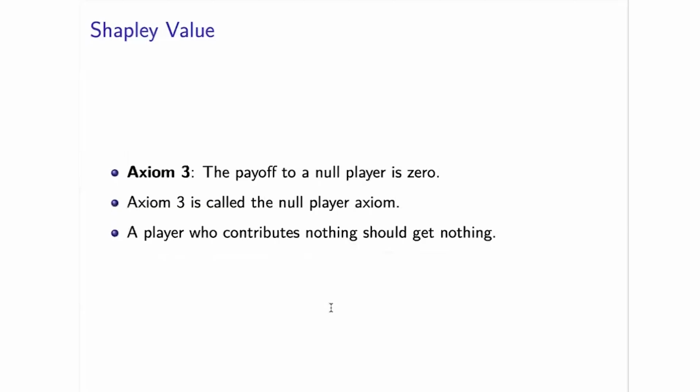Okay, so this is axiom 3, which says that the payoff to a null player is 0. And this is also known as the null player axiom. Basically, again, it means that a player who contributes nothing should get nothing, right? So you can see here, by the way, how these different notions of symmetric players and null players that we just discussed are being used in our discussion.